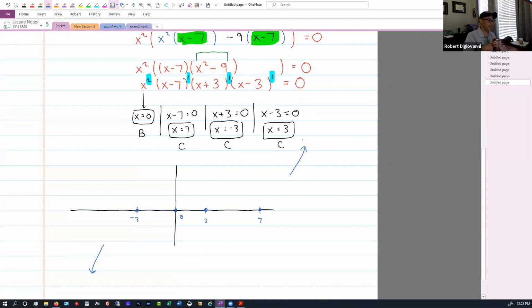And now I get to connect the dots. And I only bounce at one place. I only bounce at 0. Everywhere else I cross. So as I draw this, I'm going to cross through. Here's the 0. I'm going to bounce, then I'm going to cross, and then I'm going to cross, and then I'm going to connect it, and I'm done.